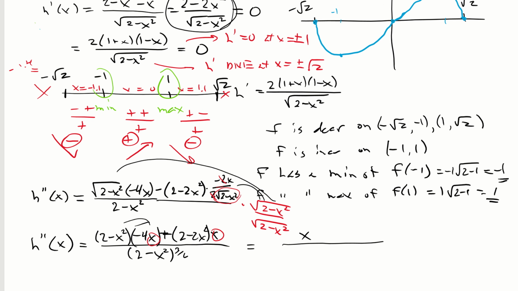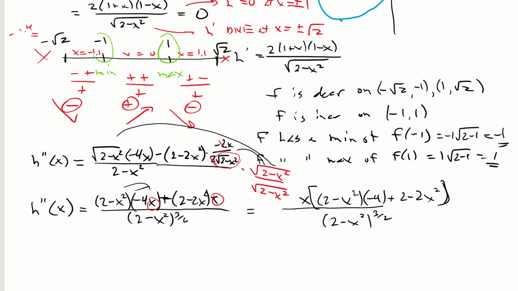Take out the x, and if you take out the x, now what you've got is 2 minus x squared times the minus 4. It's a labor of love, I'm telling you. Plus, the x is gone, and I'll just say 2 minus 2x squared. And downstairs is still this 2 minus x squared to the 3/2 power. Okay, it better be worth it. So we're getting h double prime is equal to an x. Downstairs is this thing, 2 minus x squared, and then to the 3/2 power.